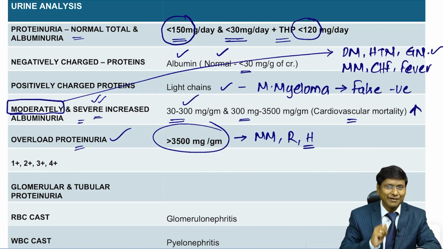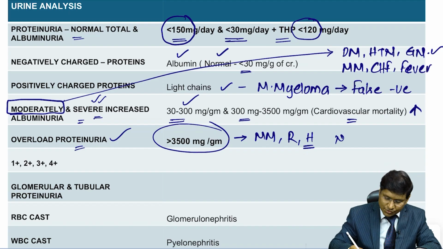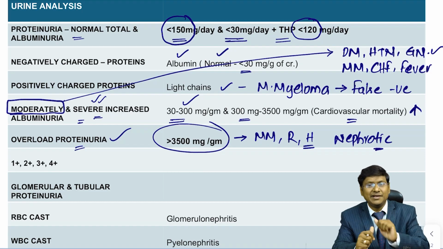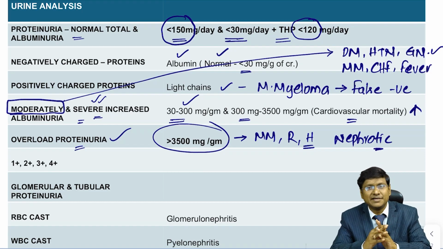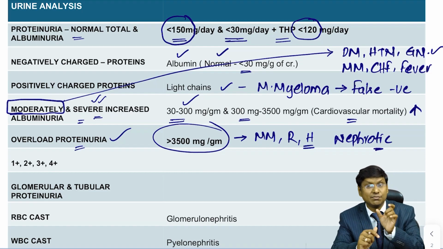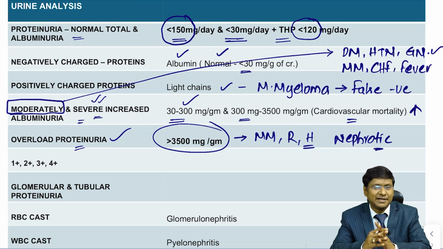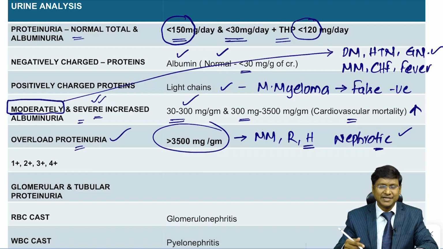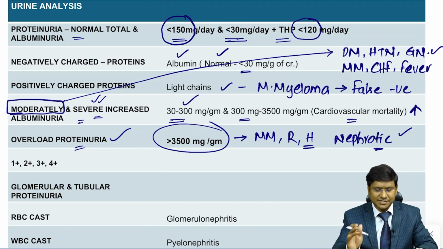Now coming to nephrotic range proteinuria. Nephrotic range proteinuria comes under overload proteinuria, where the quantity of the proteins that are being excreted out is more than 3500 milligrams per 24 hours, or the quantity of the protein which is excreted out is more than 3500 milligram per gram of creatinine, right? And what are the causes for nephrotic range proteinuria? We'll be discussing. That is mainly diabetes mellitus, minimal change disease, focal segmental glomerulosclerosis, and then membranous glomerulonephritis.